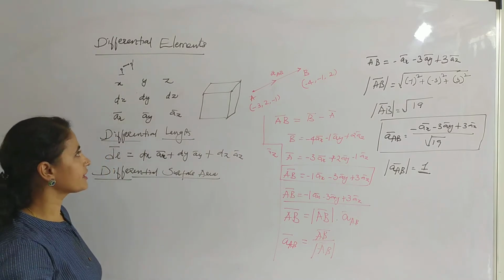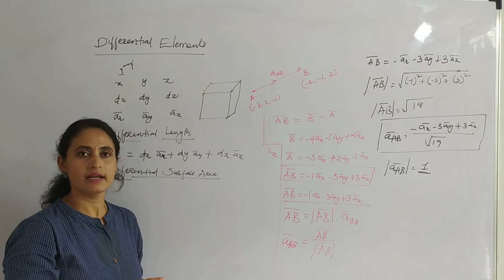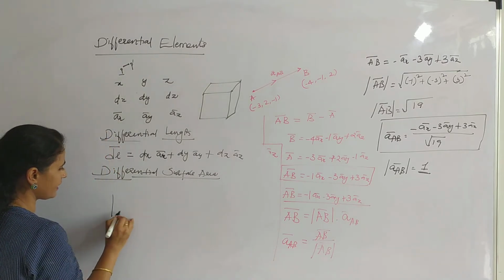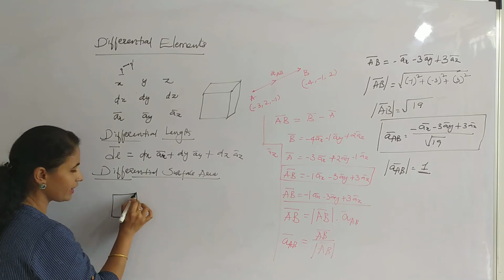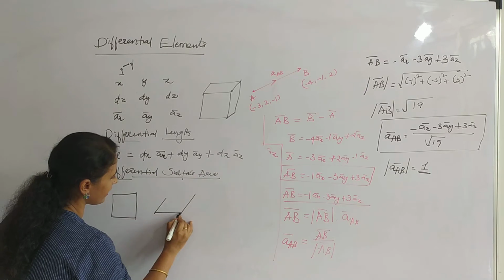Right. So the cube, our rectangular box, has three surfaces. You can see one box, right? It will have a surface like this one, maybe a flatter surface, or you can see the surface like this.